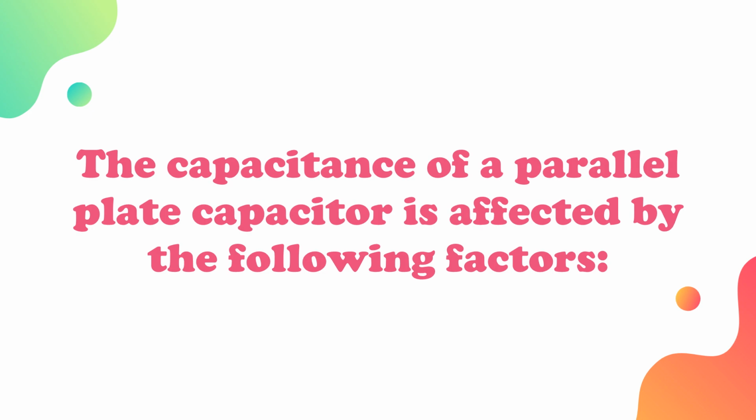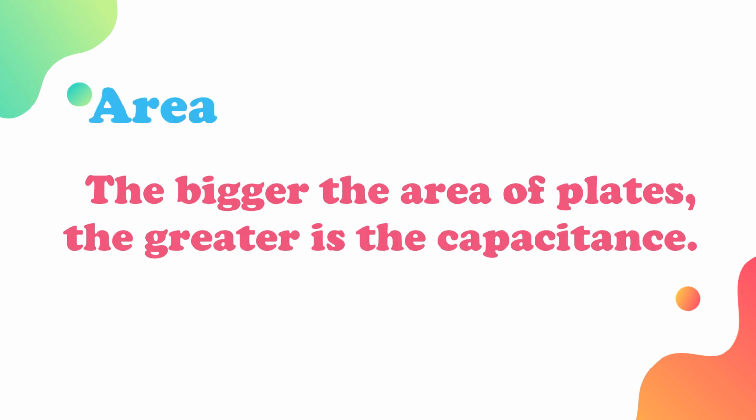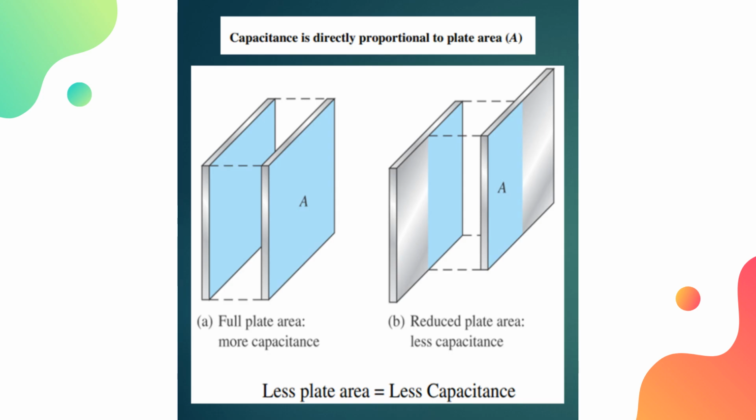The capacitance of a parallel plate capacitor is affected by the following factors. First, area of plates. The bigger the area of the plates, the greater the capacitance. If the plates are large, charges can distribute themselves over the large area, and the amount of charge that can be stored on the plate for a given potential difference increases as the area is increased. So again, the bigger the area of the plates, the greater the capacitance.